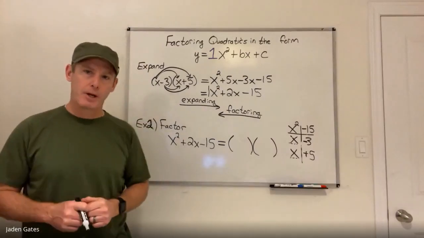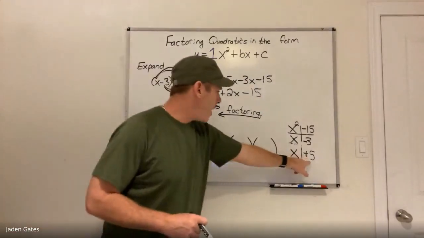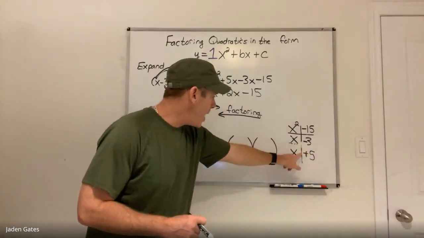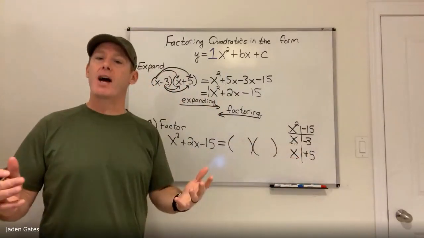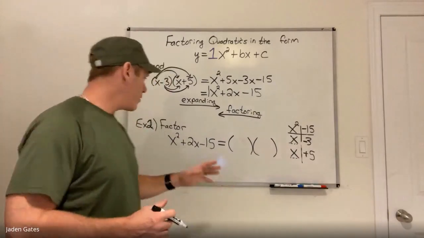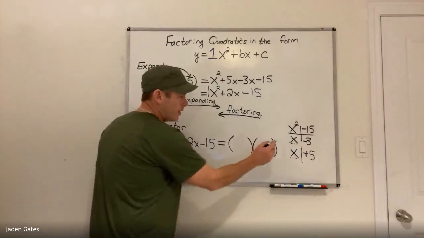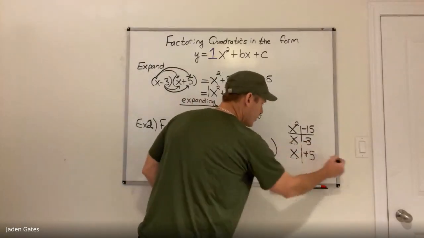Now I cross multiply and add. See what I get. 5 times x is 5x. Cross multiply, minus 3x. That gives me my 2x. So now here's what I'm going to do. My factors are right here in the table. I go across horizontally to write down my factors.